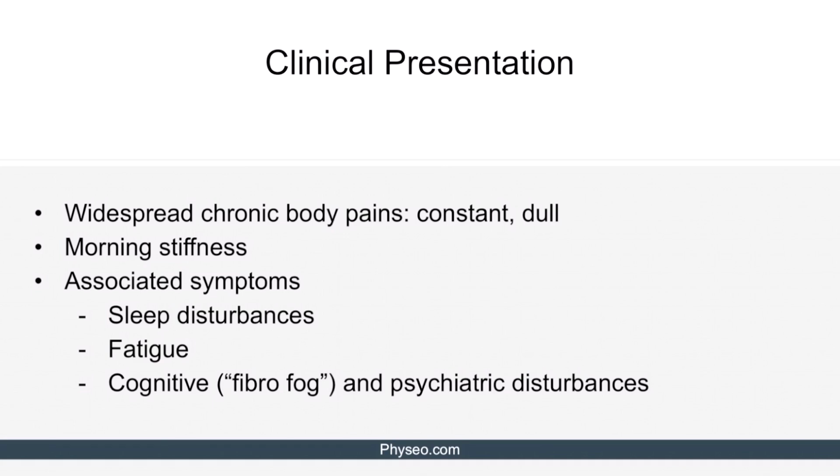The main clinical presentation of fibromyalgia is the widespread and chronic body pains that are constant and dull in nature. This can be accompanied by stiffness that is mostly present in the morning. Associated symptoms frequently include disturbances in sleep, fatigue, and cognitive as well as psychiatric disturbances. Now, those cognitive disturbances, referred to as fibrofog, you might hear, describe symptoms such as difficulty concentrating, lack of clarity of thought, and memory problems. It's often reported by patients with fibromyalgia. They've got this foggy brain, so we call it a fibrofog.